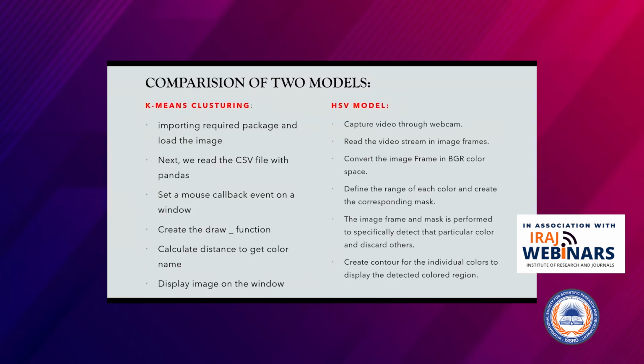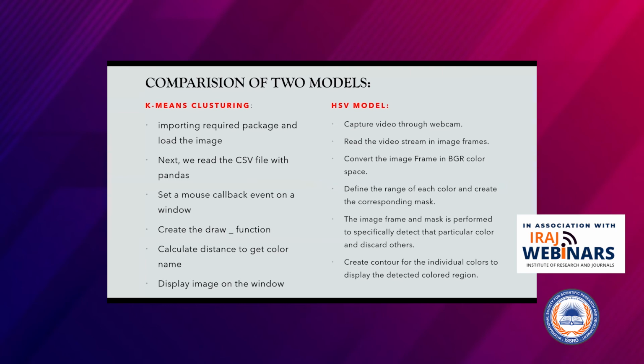Now let's see the comparison between model 1, which is K-means clustering, and model 2, the HSV model. In K-means clustering, we import the required package and load the image, whereas the HSV model captures the video through the webcam. In K-means clustering, next we read the CSV file with pandas. In the HSV model, we convert the image frame to BGR color space, and we read the video stream in image frames. In K-means clustering, we set a mouse callback event on a window, and in the HSV model, we define the range of each color and create the corresponding mask.